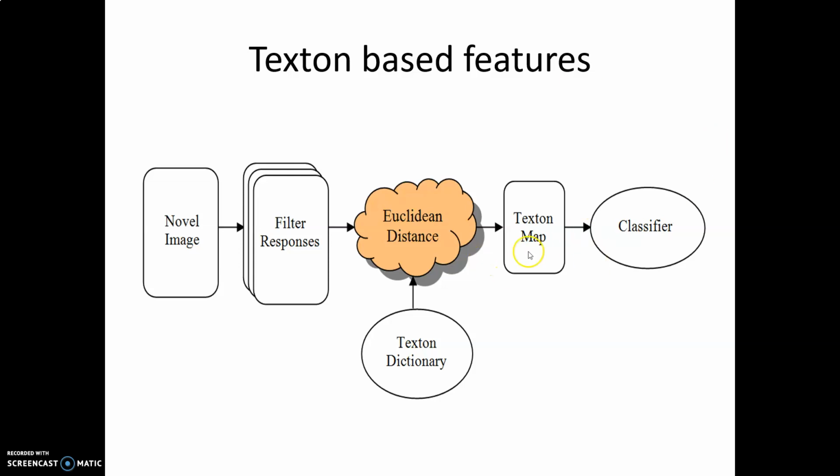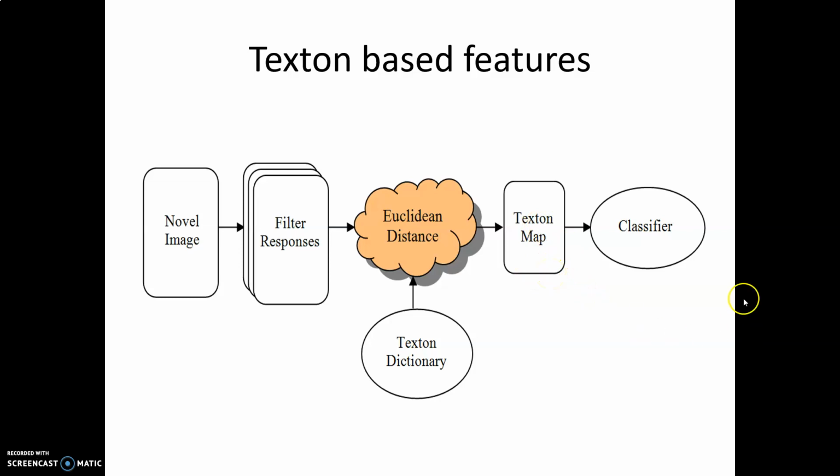Okay, now if we have this texton map, we can generate a histogram from it. This histogram will have 30 bins since we have 30 different words in the dictionary. In the first bin we'll have a count of the number of pixels that correspond to the first word in the dictionary. Then in the second bin we'll have a count of all the pixels which correspond to the second word in the dictionary, and so on. So we can generate a histogram from this texton map.